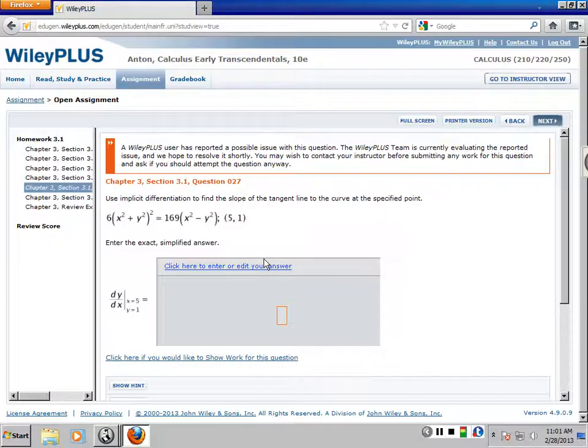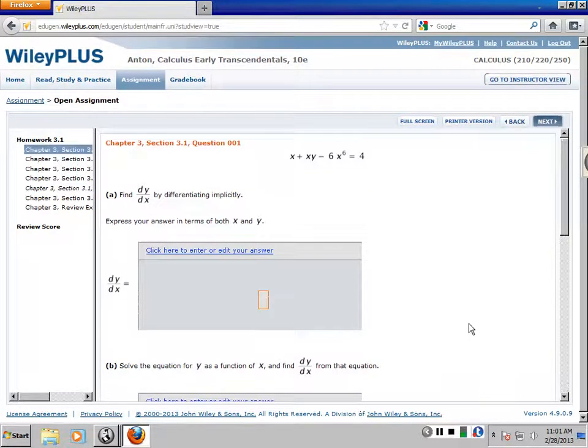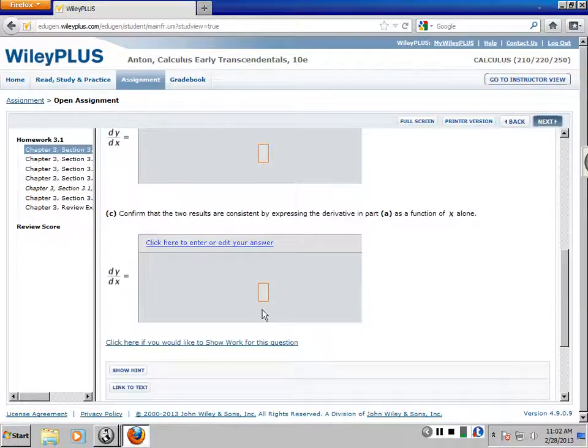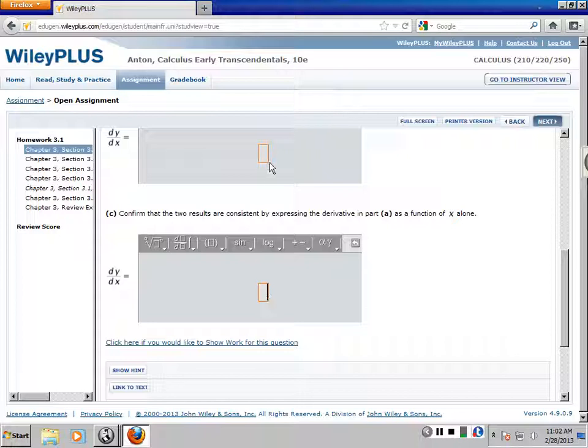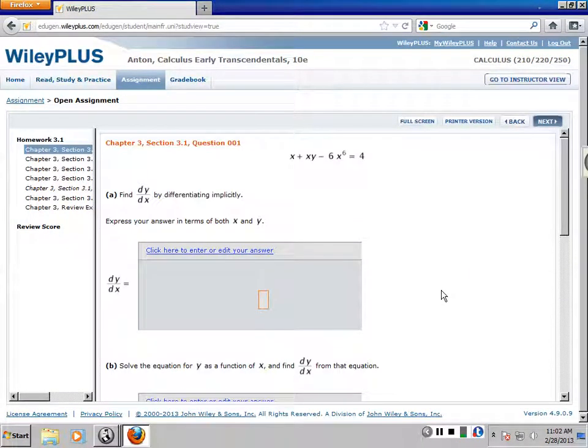Can you do number 1? I kept getting it wrong. Okay, so let's look at it. It wants you to differentiate this implicitly, and express your answer in terms of x and y. Then solve the equation for y and differentiate it, so this function will only be a function of x, and then show how they're the same. You're going to put the same thing in here as you do in here. So let's look at this problem, number 1 on 3.1.